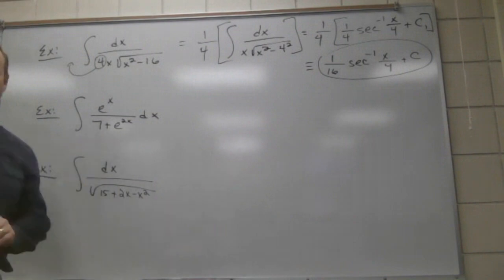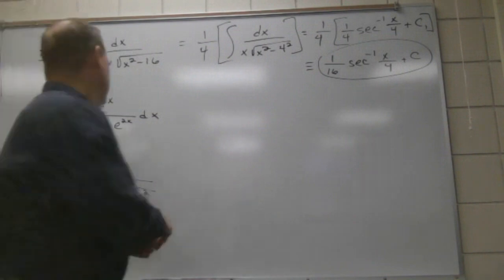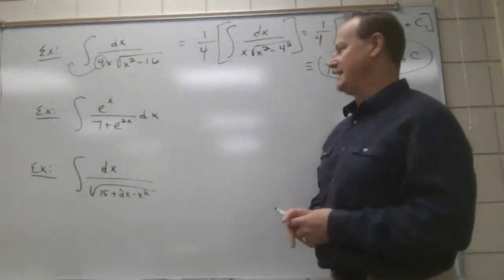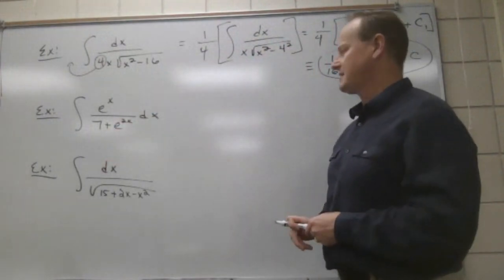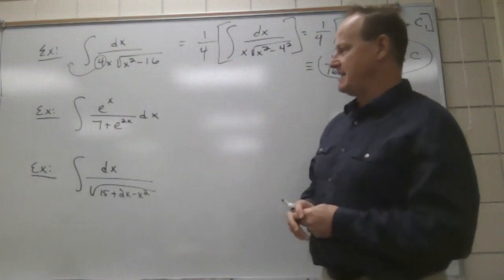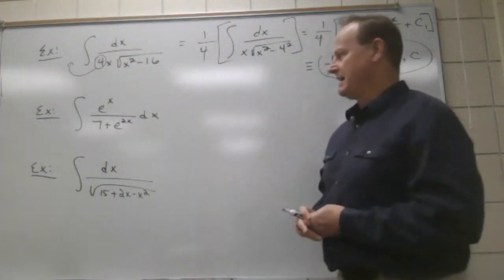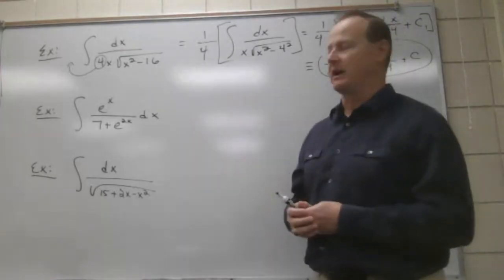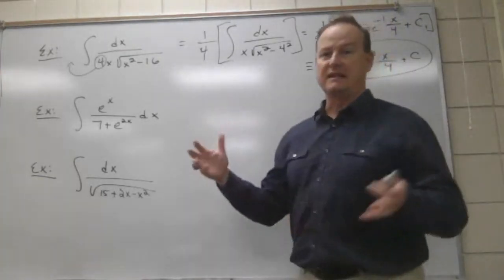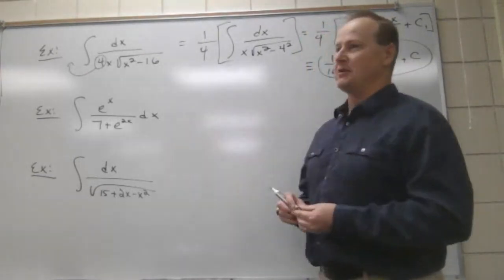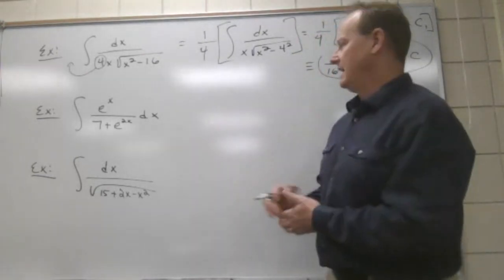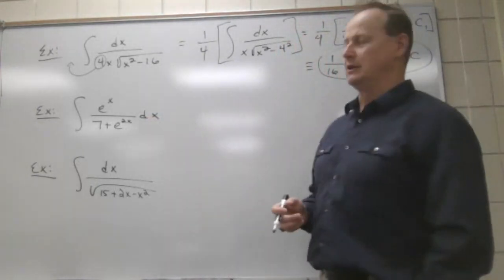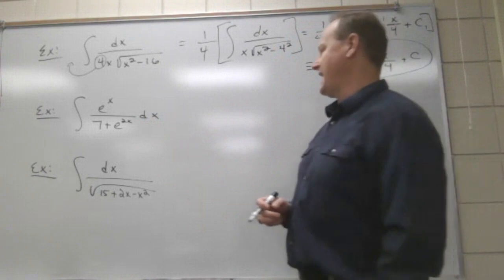So let's go to the next one. Looks a little more awkward. We've got the antiderivative of e to the x over 7 plus e to the 2x with respect to x. In this case, back in Calc 1, you probably would have tried to do substitution, things like that. I think we're going to need to do that here. But since it's in the section of inverse trig antiderivatives, we want to try and make that look like one of them. Of course, the one that it might look like is arctangent.